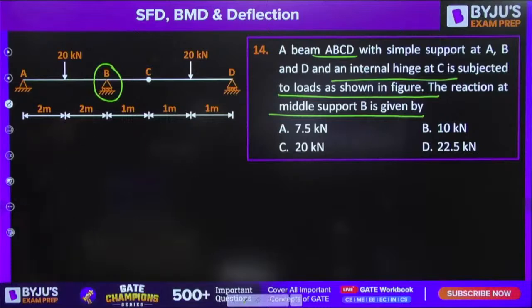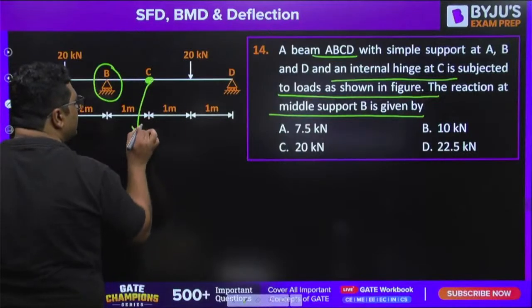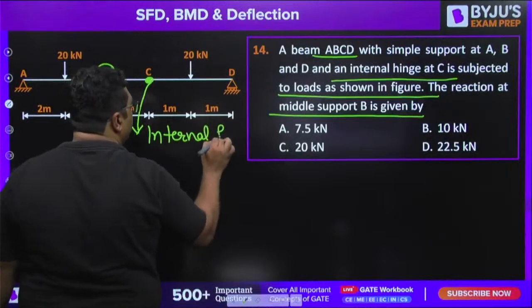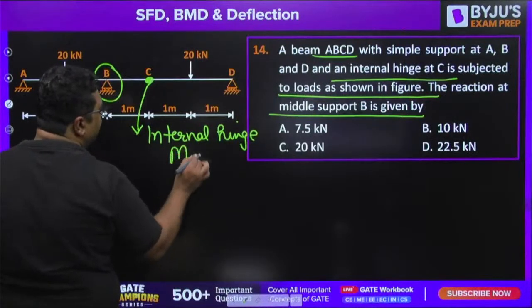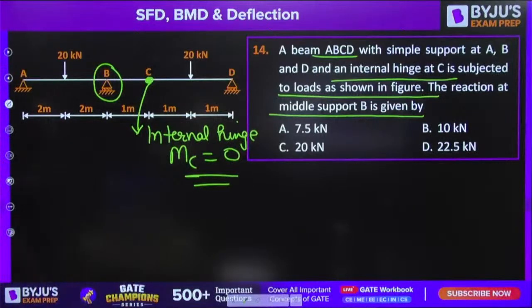It is a case of compound beam. And my dear, I will tell you about one thing, that C is an internal hinge, and you can take the help of it. How can you take the help of it? Bending moment at C will be 0. Use this. Try to find out the things. Yes, solve it, guys.